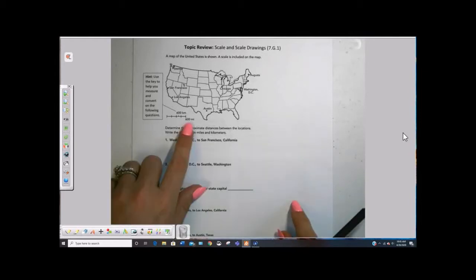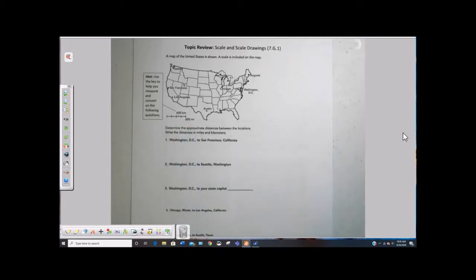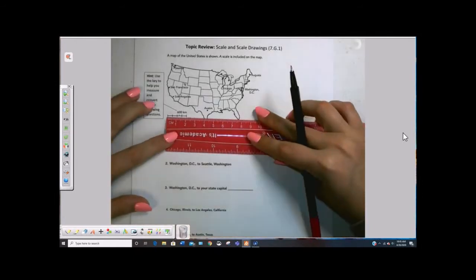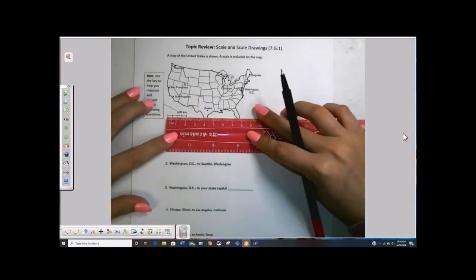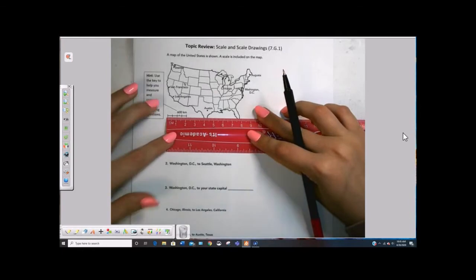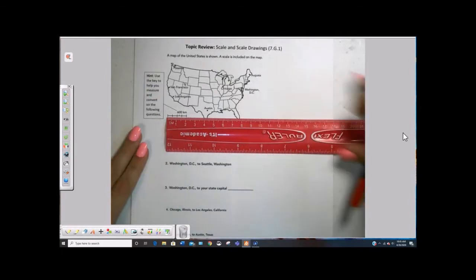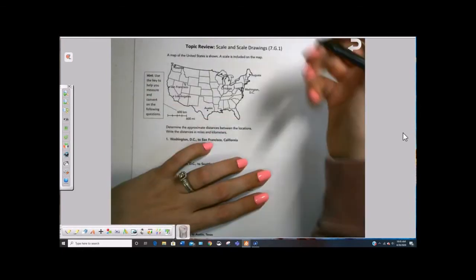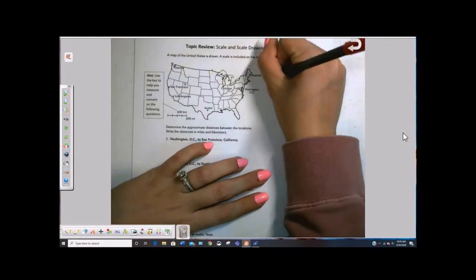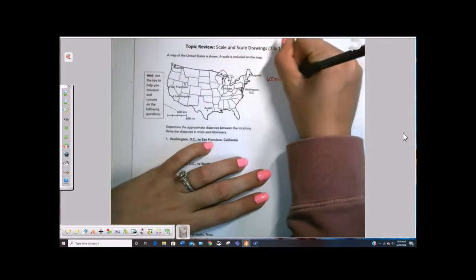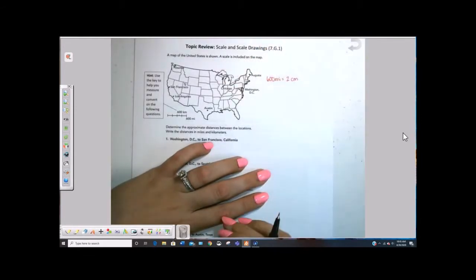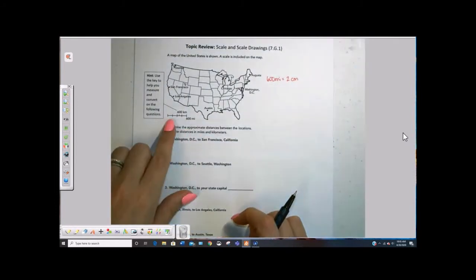We have a map in front of us and the key is to the left. So you might want a ruler for this part. You'll notice that it is 2 centimeters equals 600 miles. So we have to figure out how many miles and kilometers is the distance between 2 points on the map. So we first have to figure out our key before we can do that.